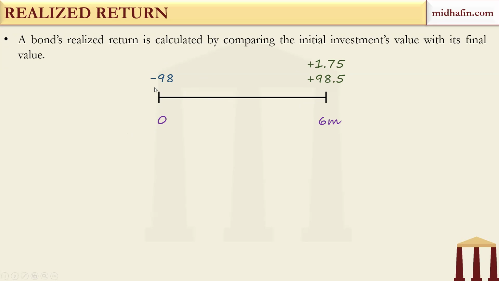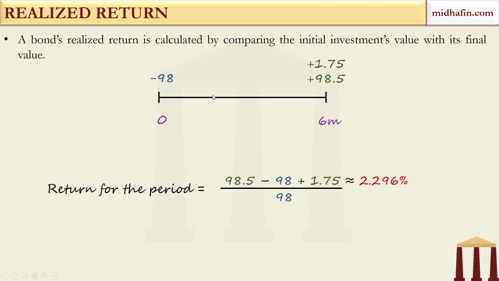When I purchased the bond, I paid a price of 98. And when I sold the bond, I got 98.5. Okay. And I sold it the moment I received the coupon. And I received a coupon of 1.75. Now I want to find out what is my realized return for this 6 month holding period. I'm not talking about the maturity. Forget about the maturity right now.